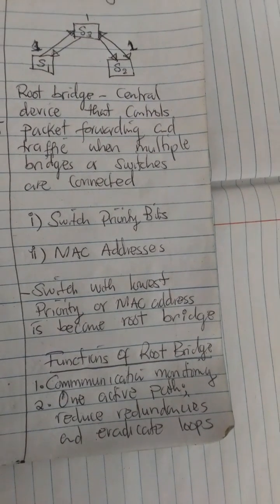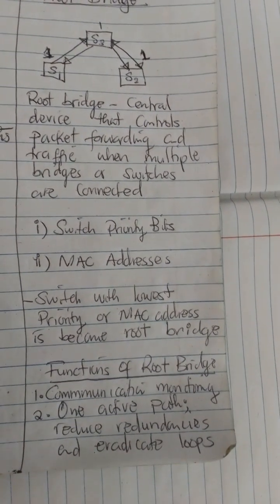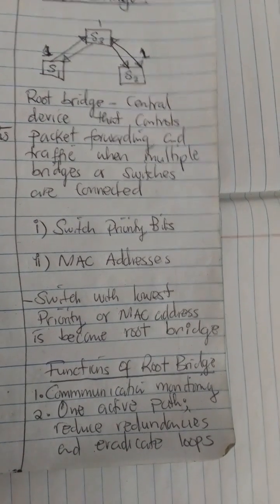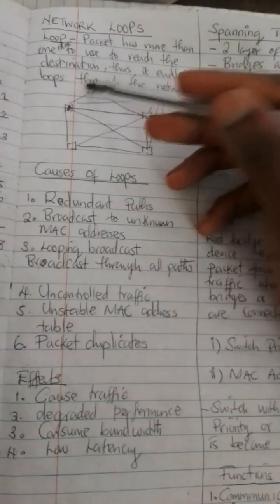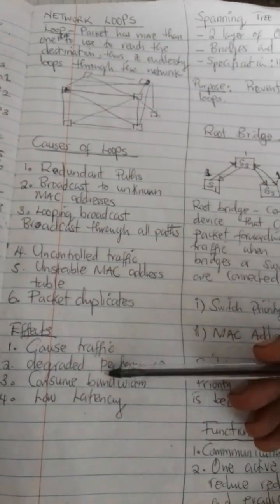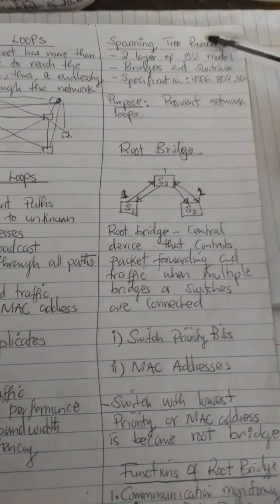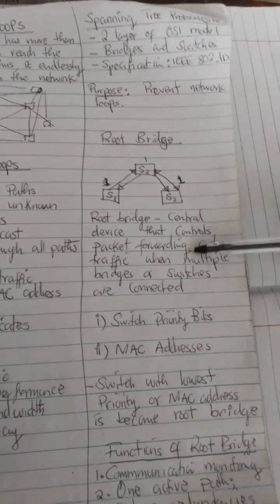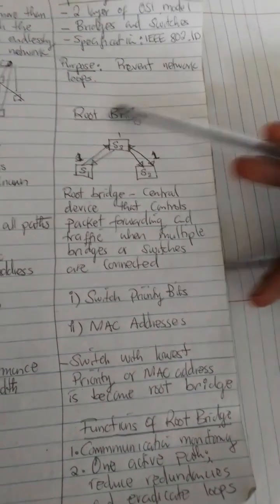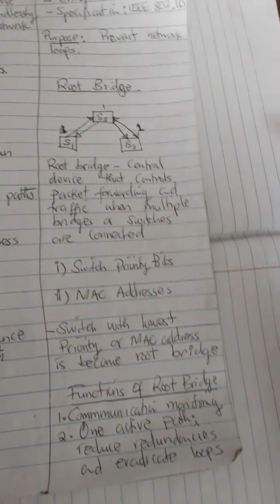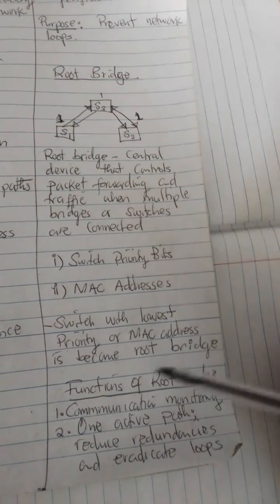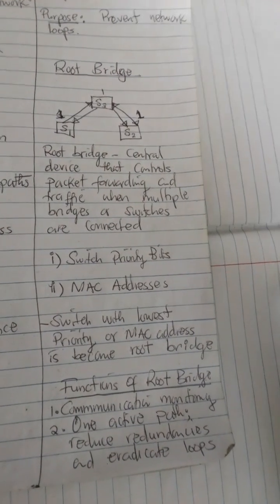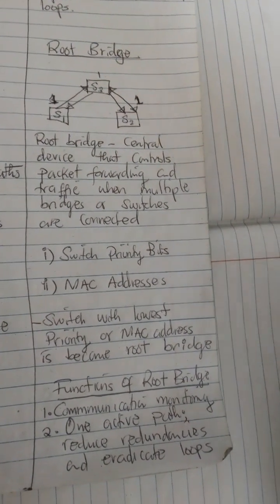So there's going to be stable communication, only one path every time a packet is being sent, to calculate the right path to take. So this is the concept of a loop and how the spanning tree protocol works on the presentation layer of the OSI model. A loop is just a packet endlessly moving through a network. These are some of the causes and effects of that on the network. The spanning tree protocol is used to prevent network loops. In that, we use the concept of a root bridge, and the function of the root bridge is communication or traffic monitoring. We're going to have one active path for each transfer of a packet. So this is what you need to know about loops and the spanning tree protocol.